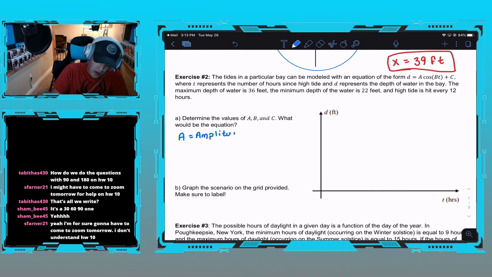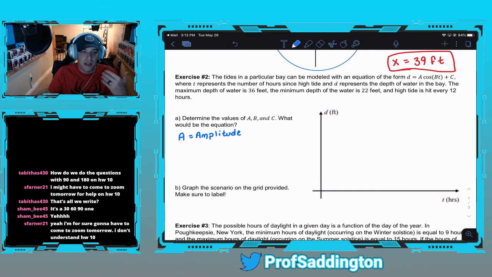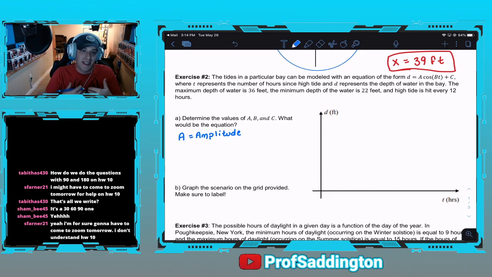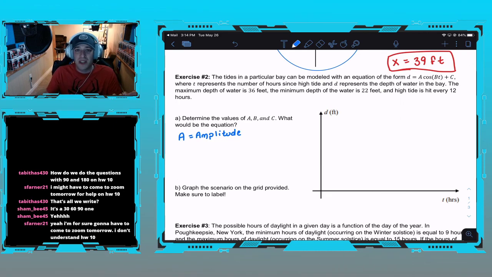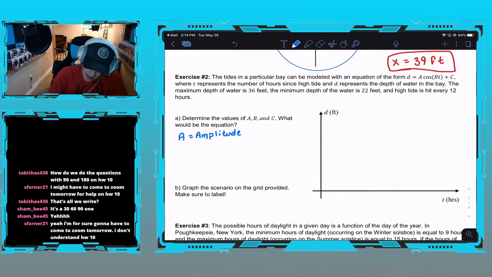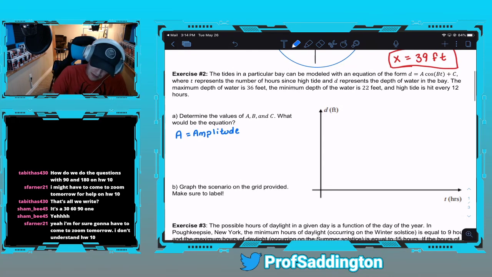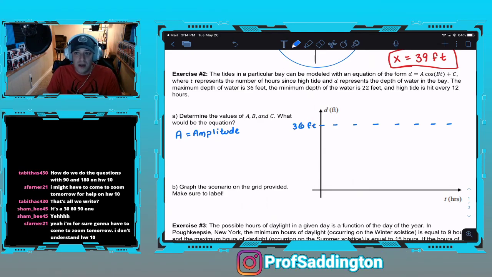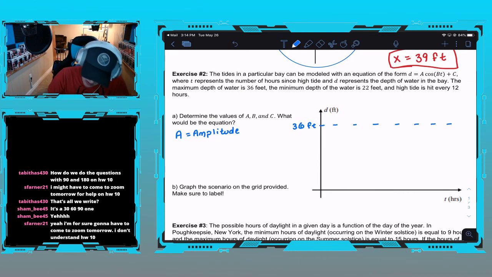So the question is, did this problem ever tell us how high up we're going and how far down we're going? Not necessarily, but what it does tell us is the maximum height and the minimum height of the water. So we can use that to try and determine what the amplitude is going to be. It said that the highest part's going to be at 36 feet. So I'm just going to create a little dashed line, and I'm going to call that 36 feet. And we also know what the minimum is because it's down at 22 feet.